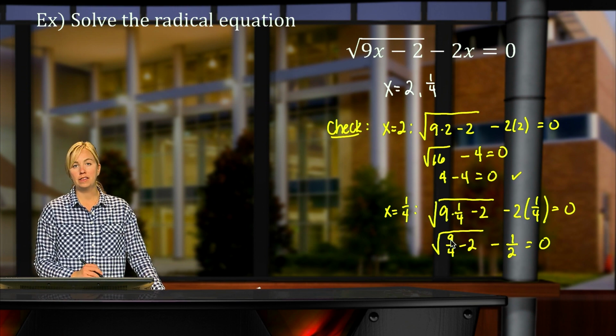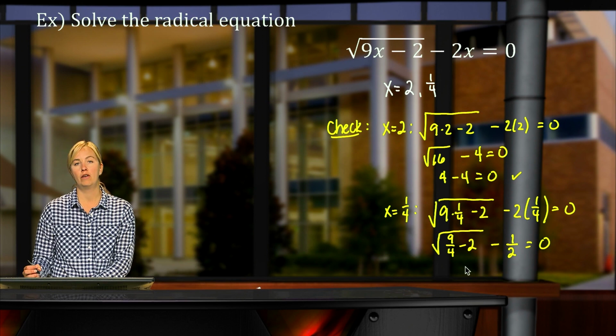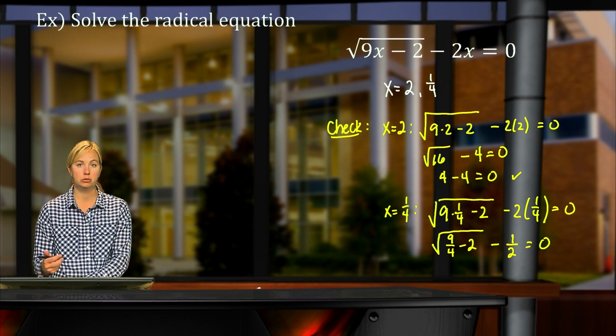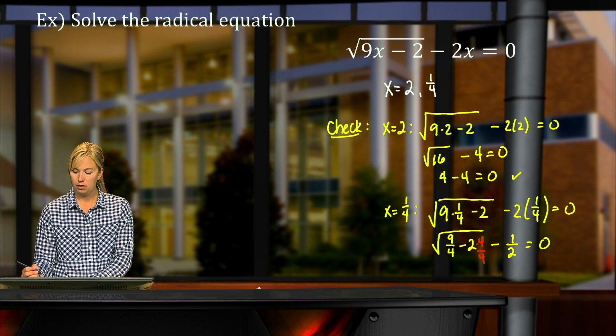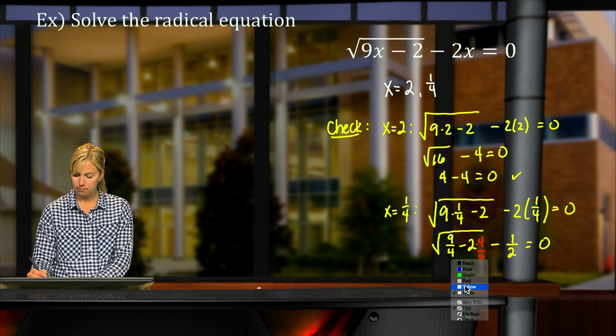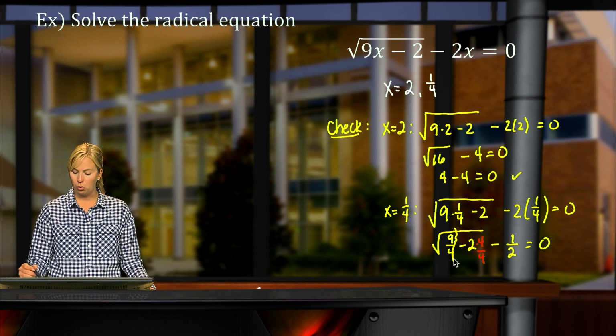Now working underneath that radical, 9/4 minus 2, in order to combine these two, we need a common denominator, which is going to be 4. So what we actually have underneath the radical is going to be 9/4.